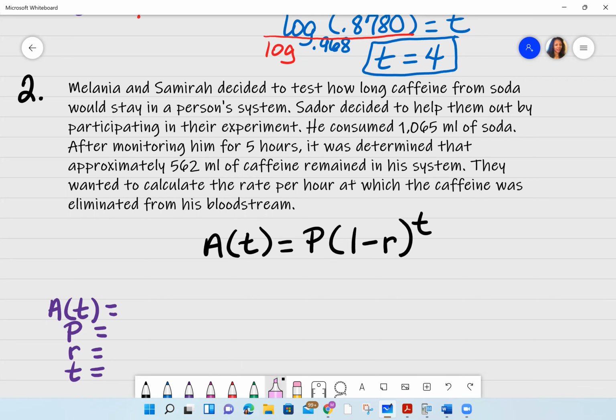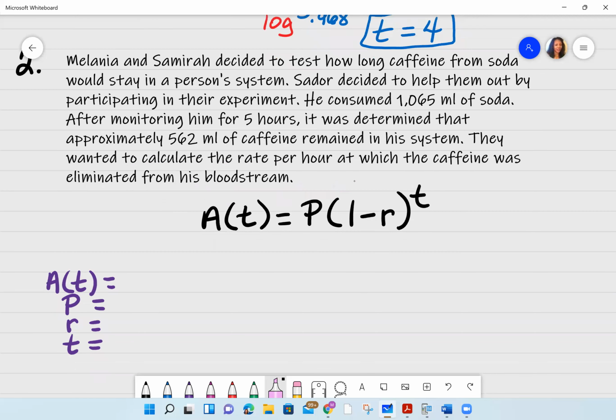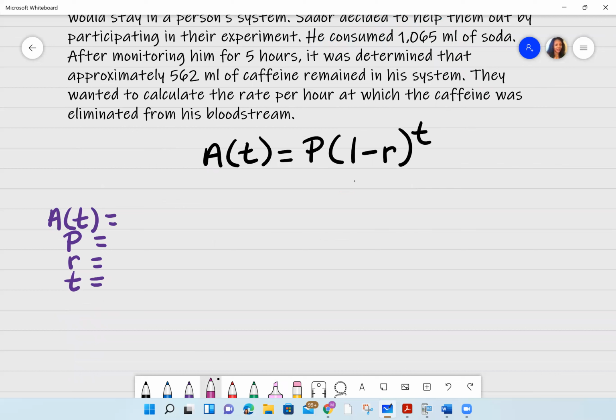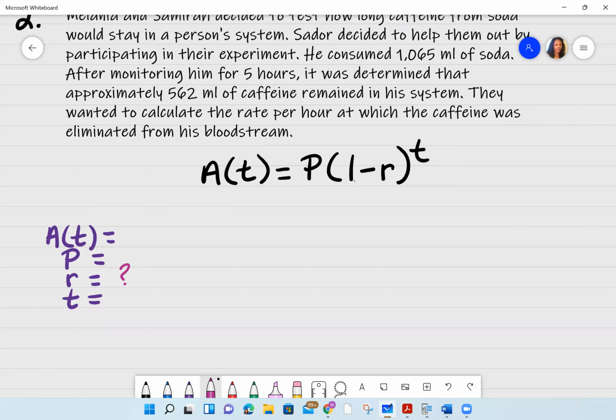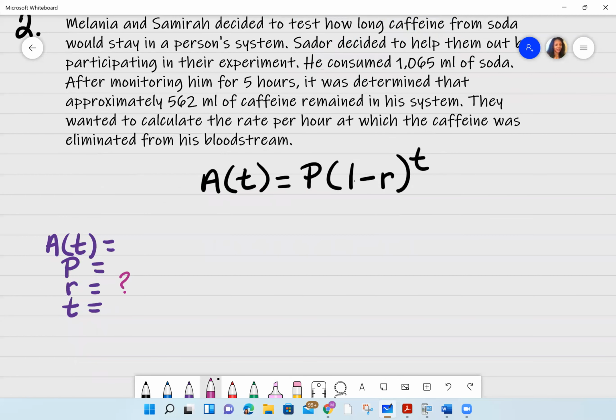So again, you're looking for keywords. This is telling me eliminated, that he's losing something or something's being lost. So therefore, I want to use the exponential decay formula. I want to go through and determine what it is that I'm looking for. They wanted to calculate the rate per hour. The key word here is rate. That's what I'm looking for. So I'm going to put a question mark by rate, and everything else should actually be in the word problem. So let's start where we see our first number.